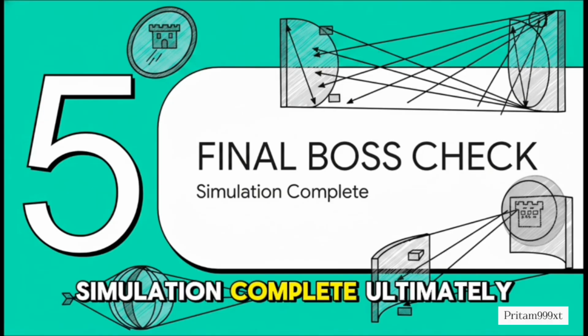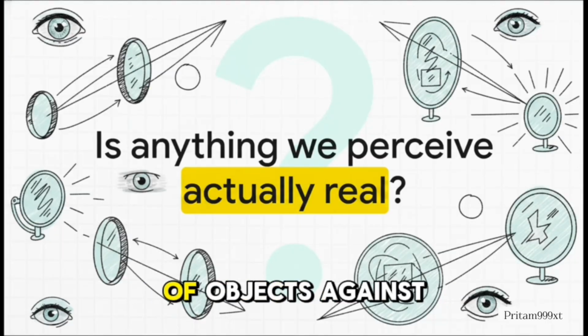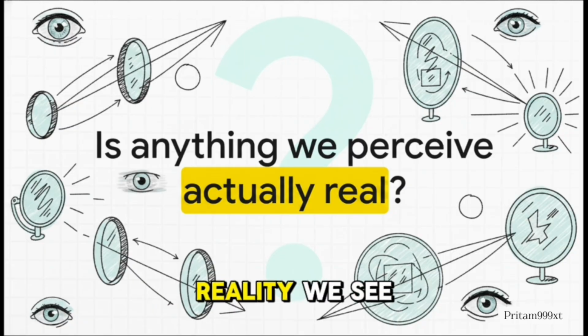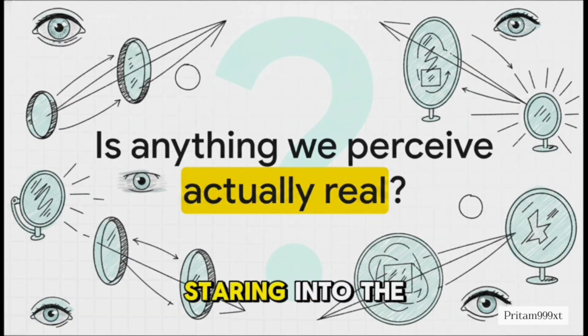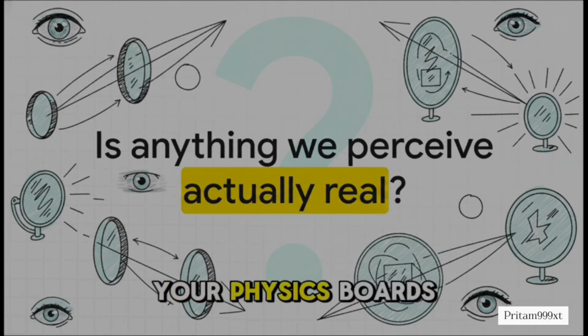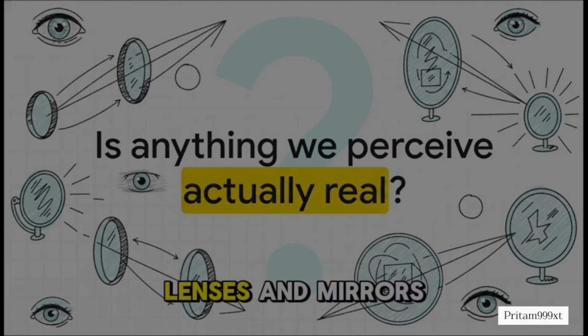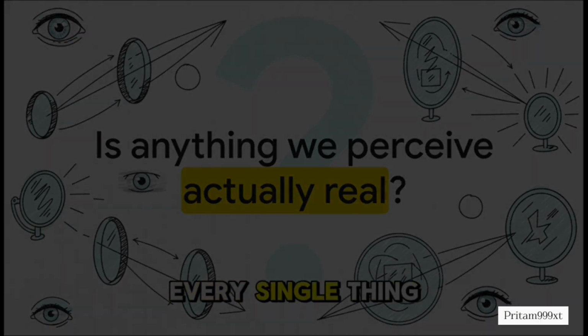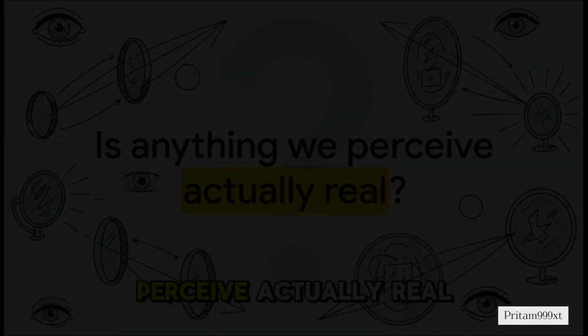Section 5. Final boss check. Simulation complete. Ultimately, the strategic placement of objects against these curved surfaces entirely dictates the reality we see. Which leaves us staring into the digital void with one final question for you to ponder as you conquer the rest of your physics boards. If these simple lenses and mirrors can so easily bend, magnify, and warp every single thing we see, is anything we perceive actually real?